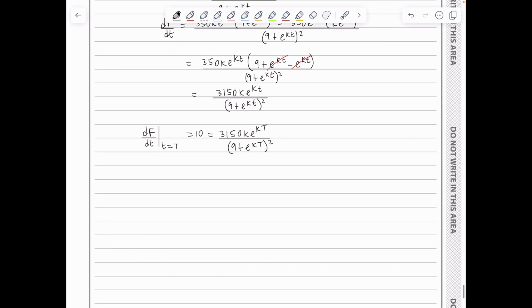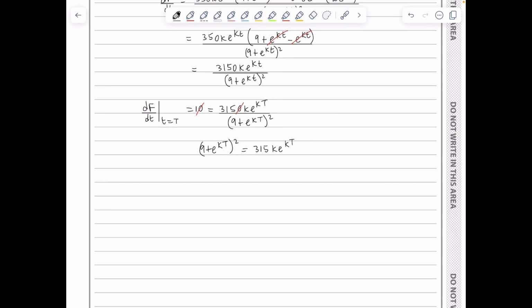I will start by simplifying the 0 with the 0, and then I will cross multiply to get (9 plus e to the kt) all squared is equal to 315 k e to the kt. I will expand the left hand side to get 81 plus 18 e to the kt plus (e to the kt) all squared is equal to 315 k e to the kt, and then I will let w be e to the kt, which leads to 81 plus 18w plus w squared is 315kw.